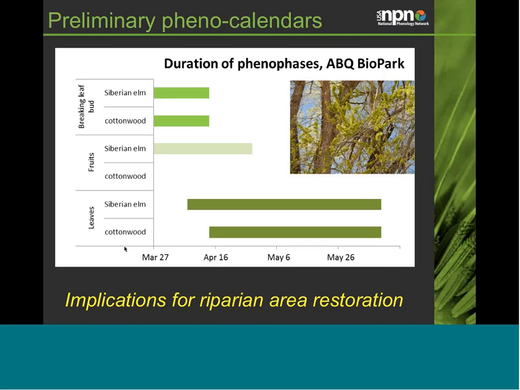So we're hoping by next year, observers will be able to track better the onset of breaking leaf buds and fruits, which had already started this year when the observers began their work. But ultimately, baseline data like these will help the refuge time their restoration activities to avoid peak seed dispersal in Siberian elm.